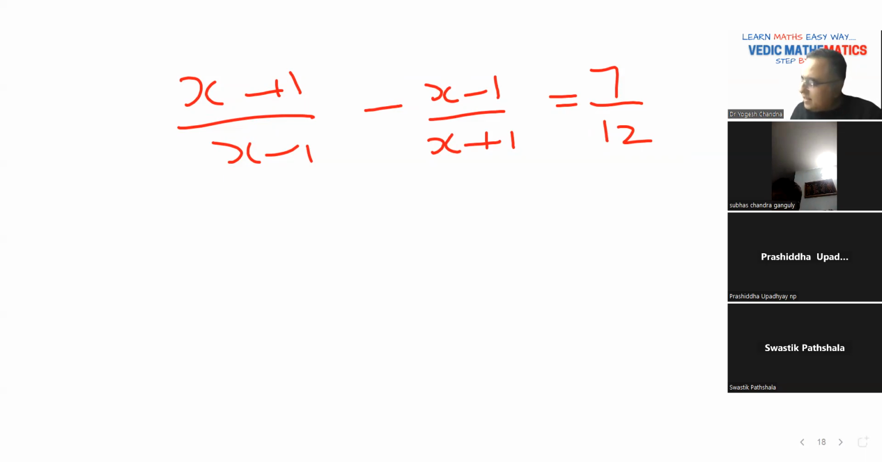Yes, is it done? So what are the answers? Remember, here the numerator is less. That means we are going to do division, subtraction, sorry.